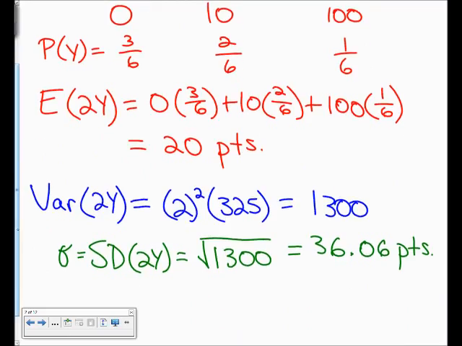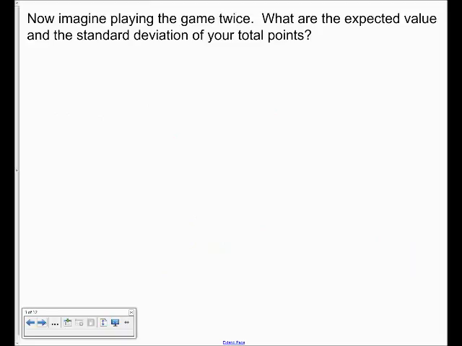All right, now, what happens if we just play the game twice? So we're not just playing it once for double the amount of points, but I go back to the original and I play the game twice. So that means I want to find the expected value of playing the game once.